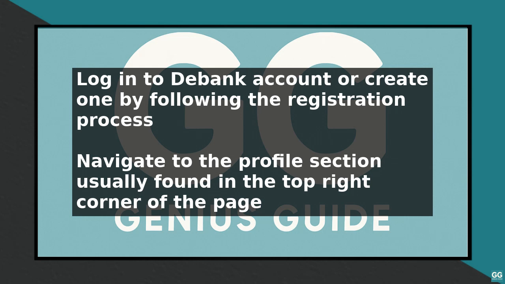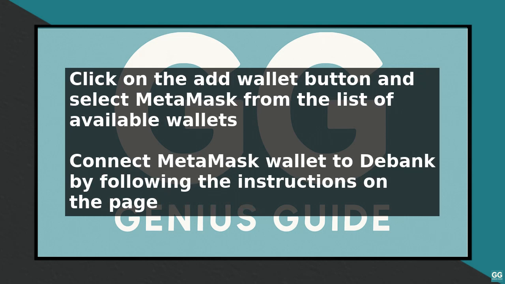To connect your MetaMask wallet, open the MetaMask extension in your browser and click on the three dots next to the account name. Select the Connect to Site option and enter the Debank website URL. Then, confirm that you want to connect your MetaMask wallet to Debank by clicking on the Connect button. You may be asked to confirm the connection in your MetaMask extension.